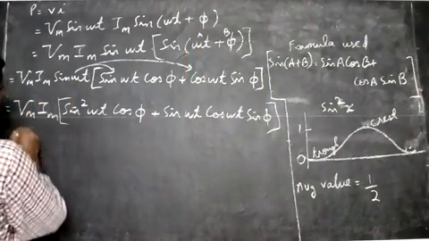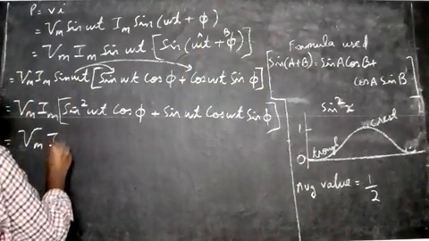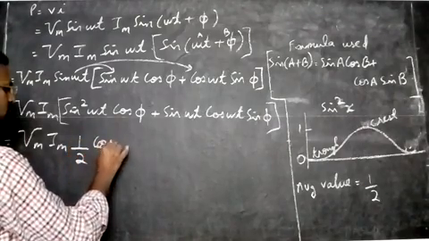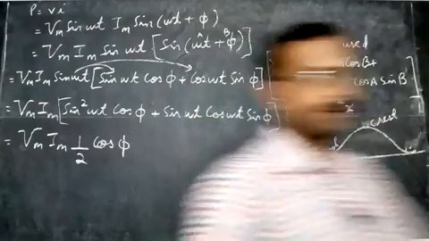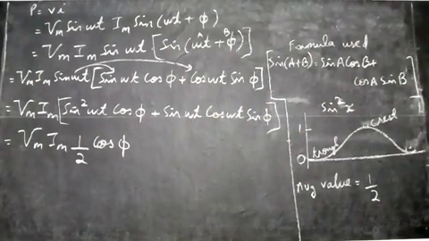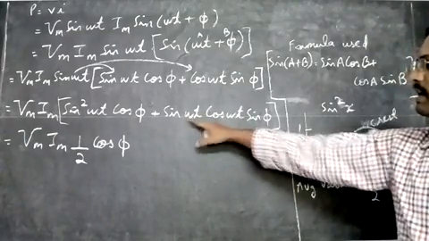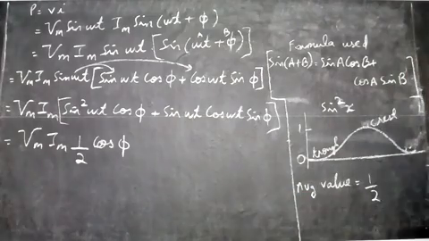So let me come here. We get Vm Im into half into cos phi. Next, we must see what is the value of this term, that is sine omega t cos omega t sine phi. So let us see that.